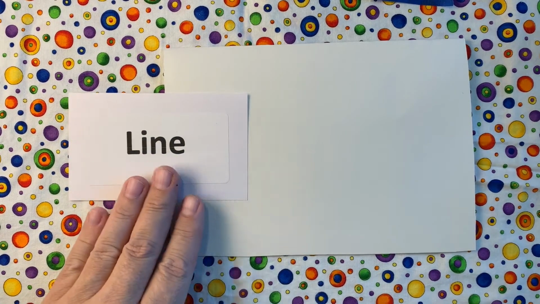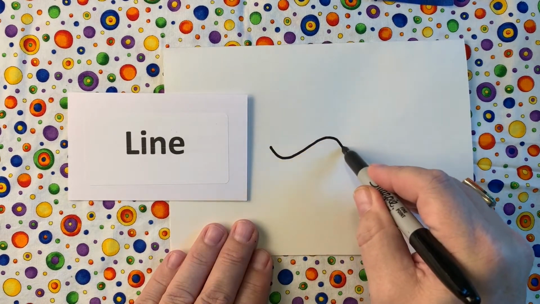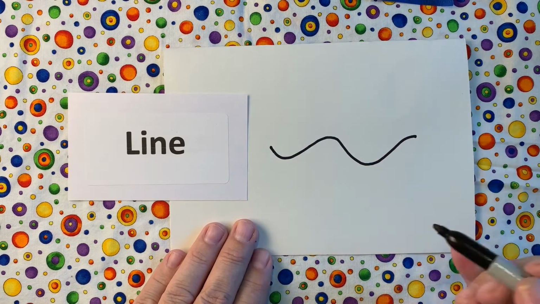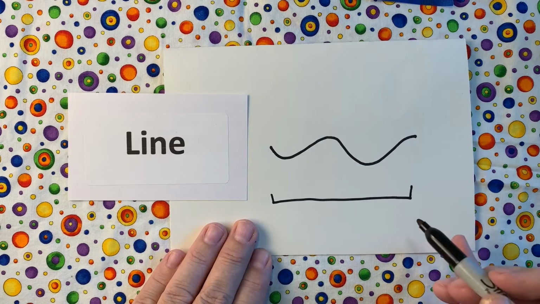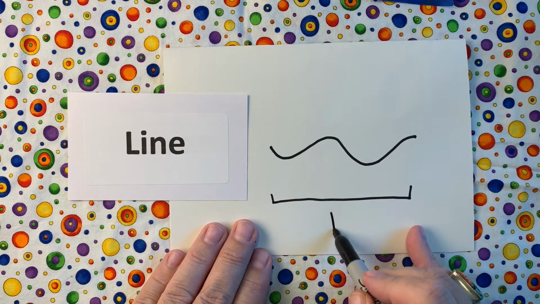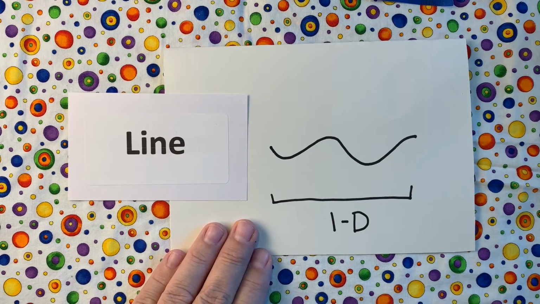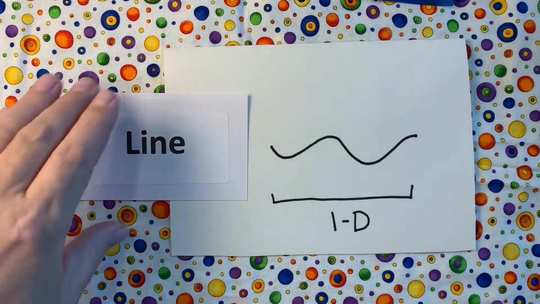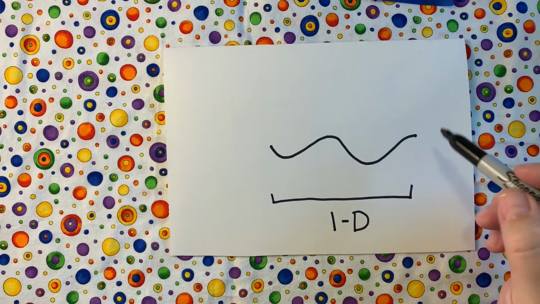Line is the simplest art element, and it starts with a point, and that point moves through space and creates a line. We can measure the length of a line and nothing else. Therefore, it is 1D or one-dimensional. That line, however, can continue and end up creating another thing.